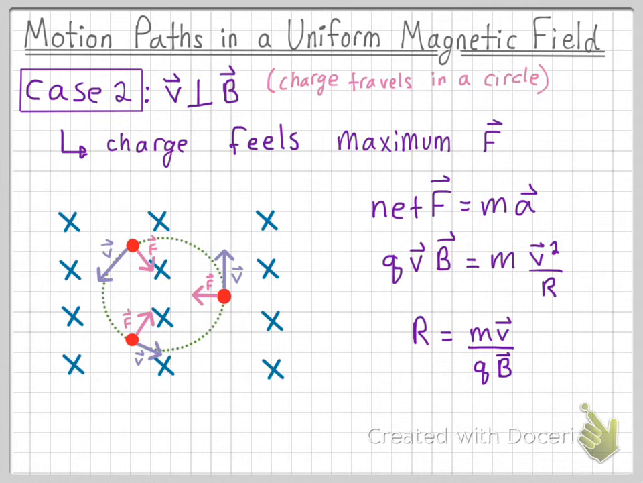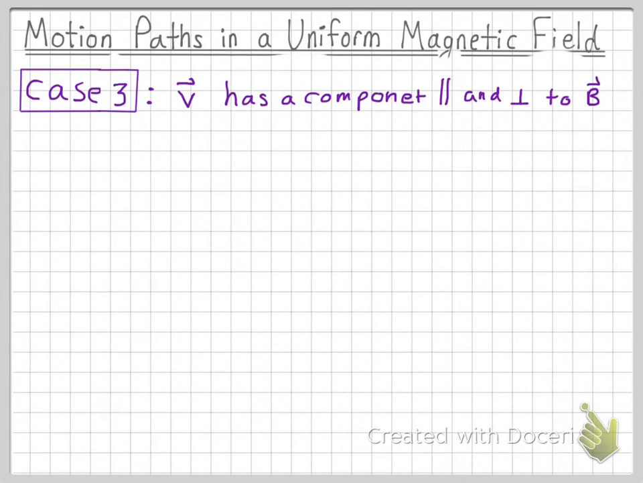We can then solve for the radius, and this is the equation for the radius for the circular path a charged particle travels: it is equal to the mass of the charge multiplied by its velocity and divided by the charge and the magnetic field. So lastly, we have this third case, and this is when the velocity has a component that is parallel and a component that is perpendicular to the magnetic field.